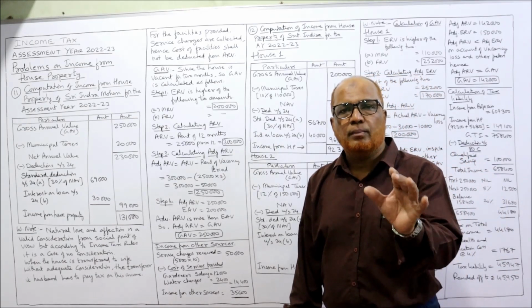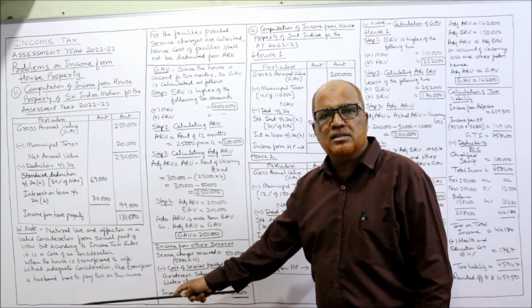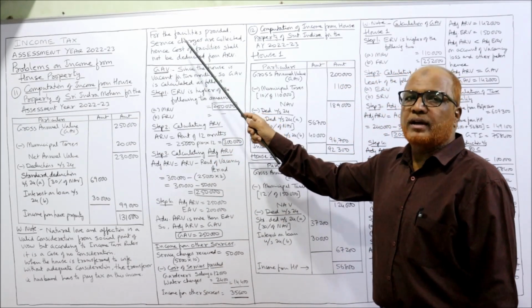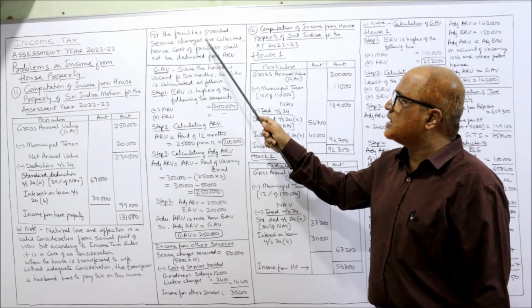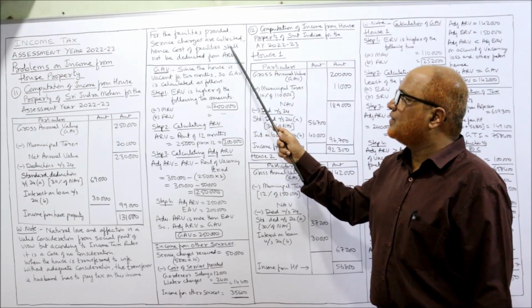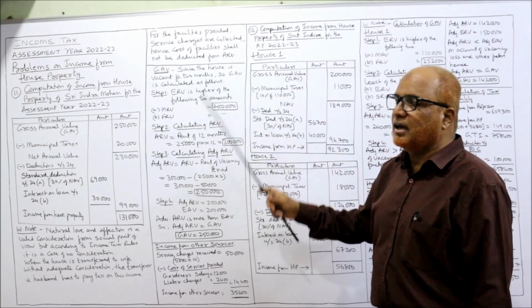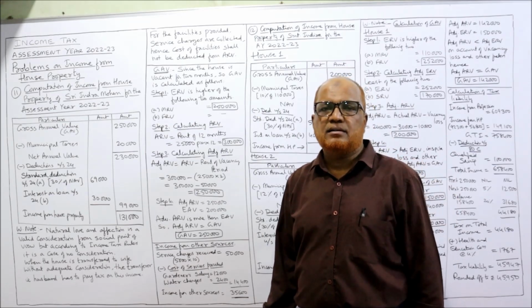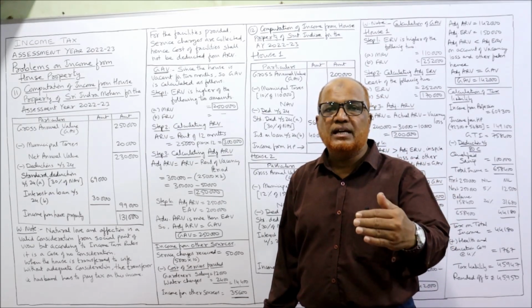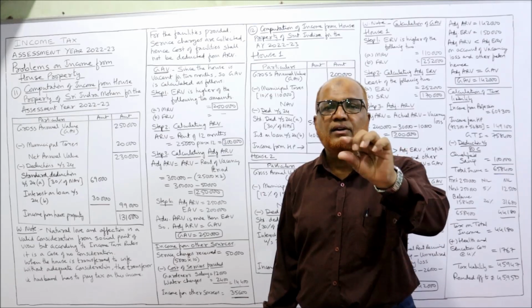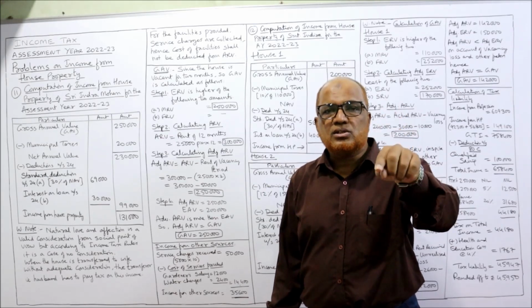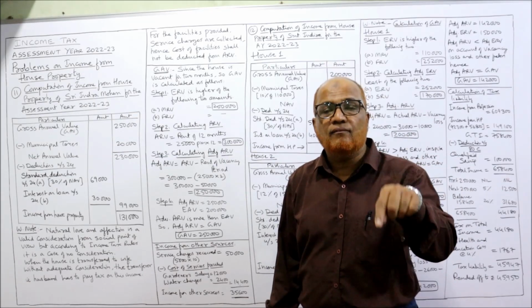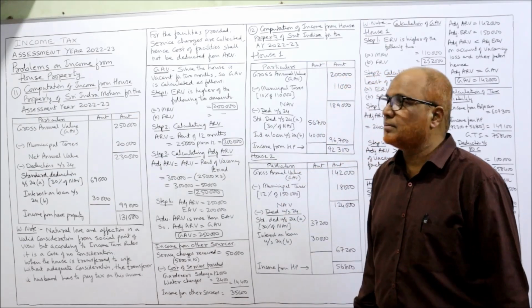That is the new point you have to remember. In examination, you should write this in working note. Now, for the facilities provided, service charges are collected. Hence, cost of facility shall not be deducted from ARV. Because service charges are taken from the tenant, the cost of facilities provided will not be deducted from ARV. This cost of facility will be deducted from service charges under income from other sources.